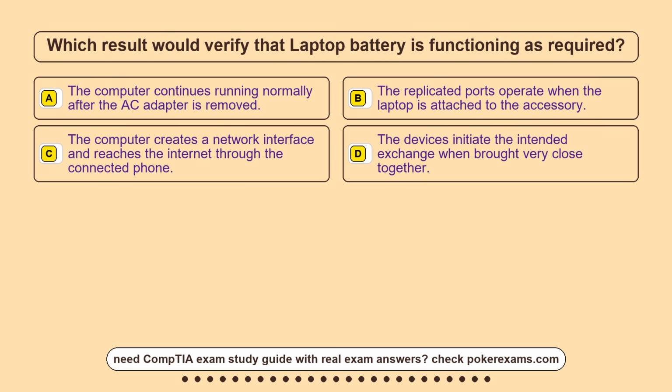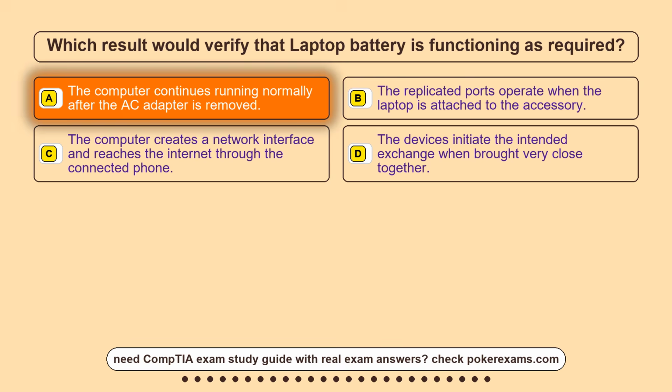Question 16. Which result would verify that laptop battery is functioning as required? Option A. The computer continues running normally after the AC adapter is removed. Option B. The replicated ports operate when the laptop is attached to the accessory. Option C. The computer creates a network interface and reaches the internet through the connected phone. Option D. The devices initiate the intended exchange when brought very close together.